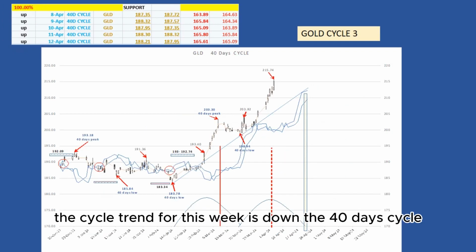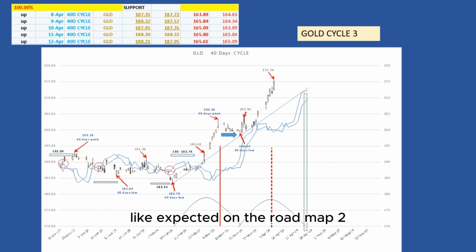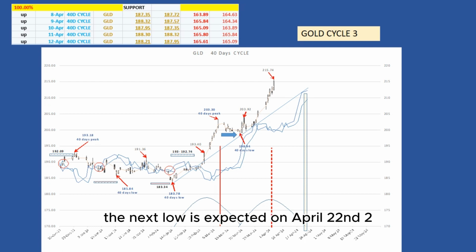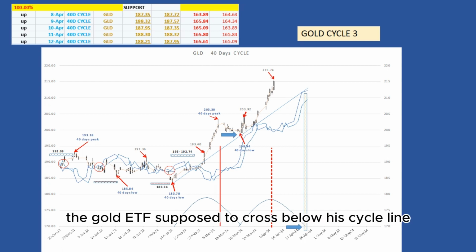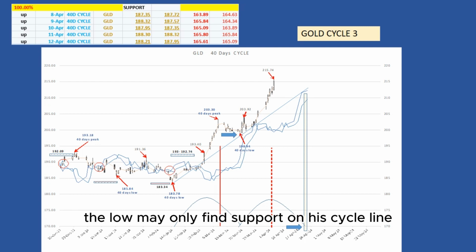The 40-day cycle. The last 40-day cycle low was on March 19, as expected on the roadmap. To get more details, I recommend watching my last gold weekly update. The next low is expected on April 22. Technically at that stage of the cycle, the gold ETF is supposed to cross below its cycle line. But due to the bullishness in the gold market, the low may only find support on its cycle line.